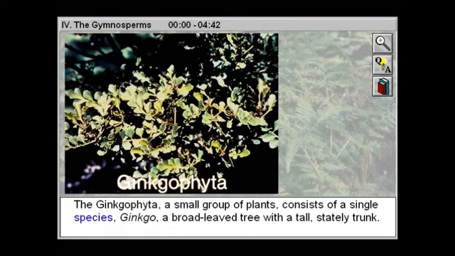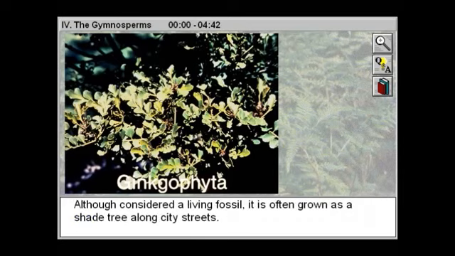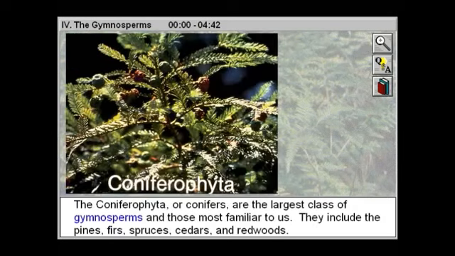The Ginkgophyta, a small group of plants, consists of a single species, ginkgo, a broad-leafed tree with a tall, stately trunk. Although considered a living fossil, it is often grown as a shade tree along city streets.